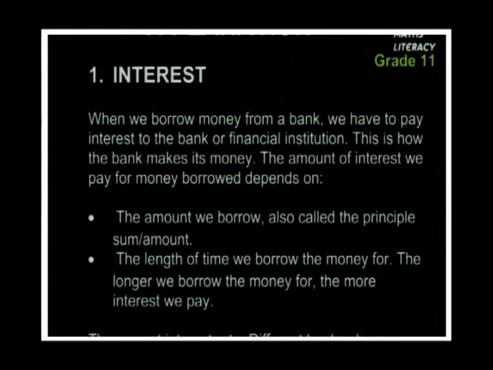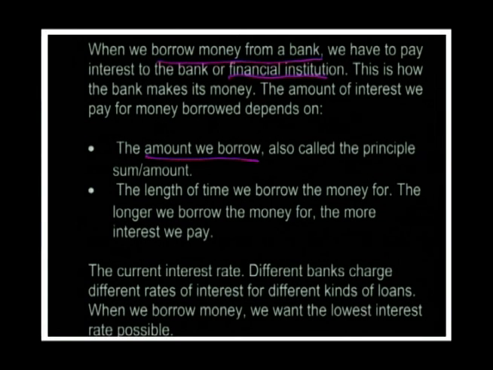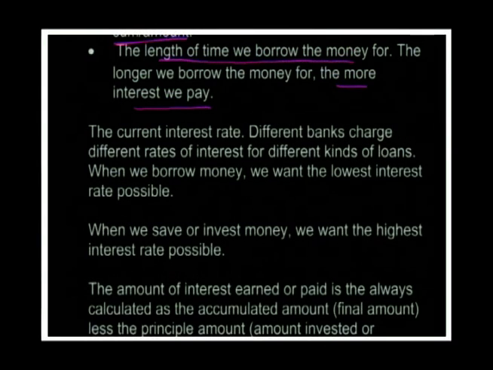So first of all, what is interest? When we borrow money from a bank, we have to pay interest to the bank or financial institution. This is how the bank makes their money. The amount of interest we pay on the money we borrowed depends on a few things. So what does it depend on? It depends on the amount we borrow, also called the principal or sum or principal amount. It depends on the length of time that we borrow the money for. The longer we borrow the money for, the more interest we're going to pay. It also depends on the current interest rate. So different banks charge different interest rates for different kinds of loans.